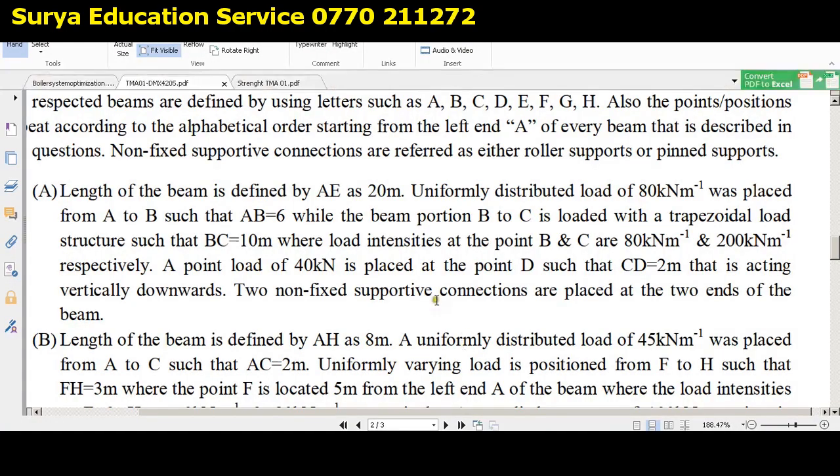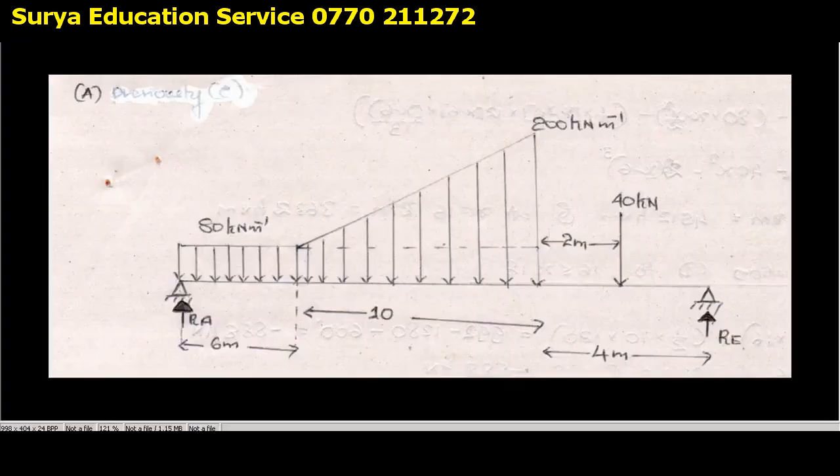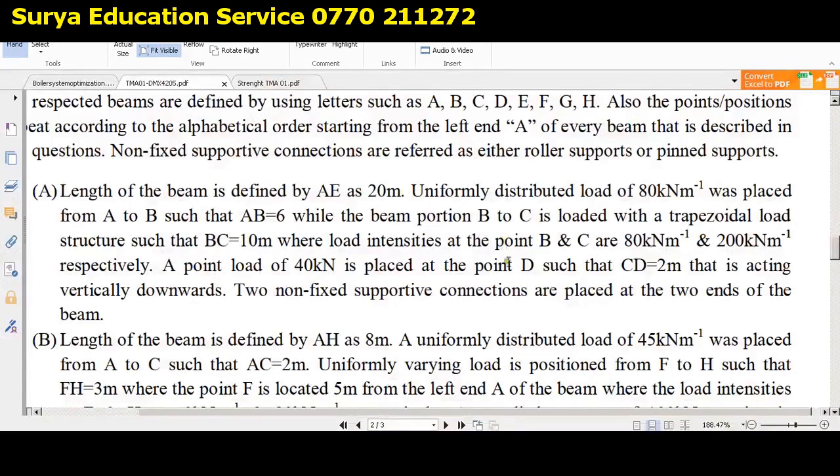Now the important point is the load intensity. That is the most important point, because in this problem it says the load intensity is such that at point B we have 80 kilonewtons per meter and at point C we have 200 kilonewtons per meter. That means here we have 80 kilonewtons per meter, which is continued from the previous part, and here we have the load intensity of 200 kilonewtons per meter. So that is how simply this trapezoidal format is formed. I hope you can understand that, right?